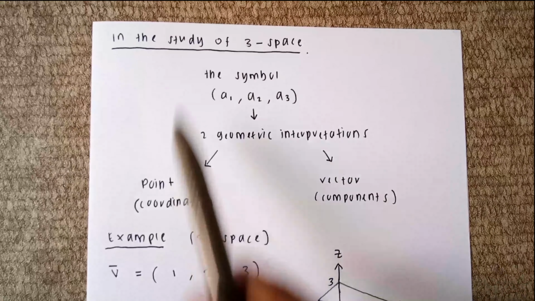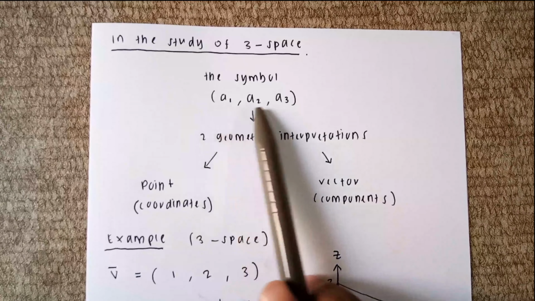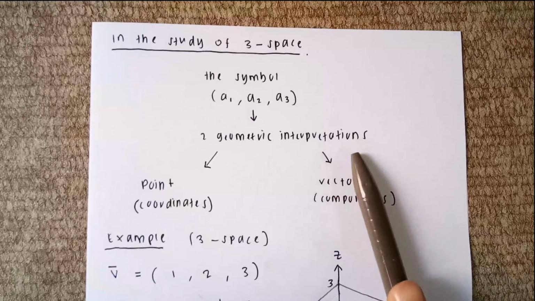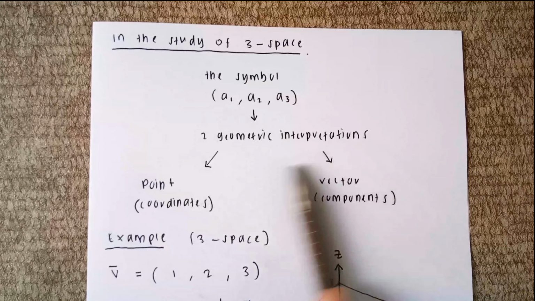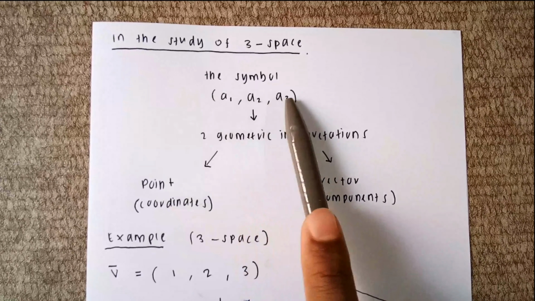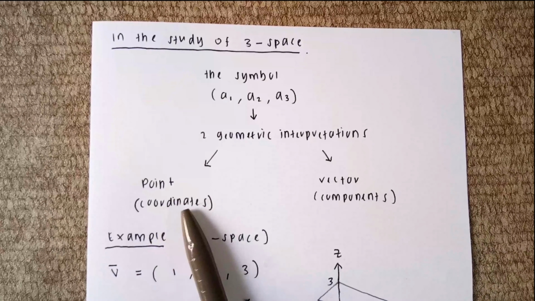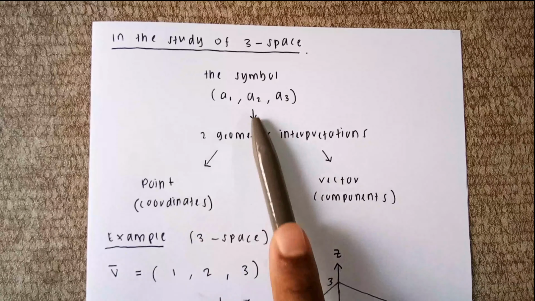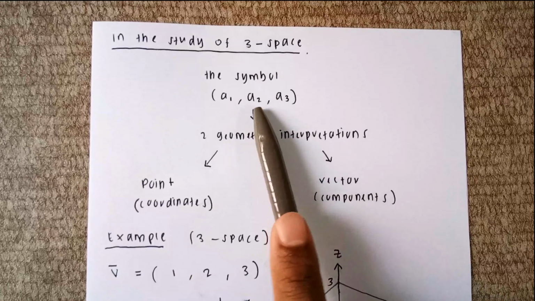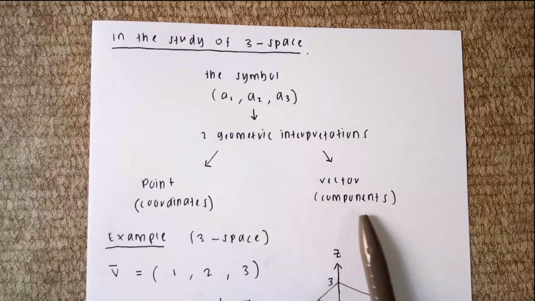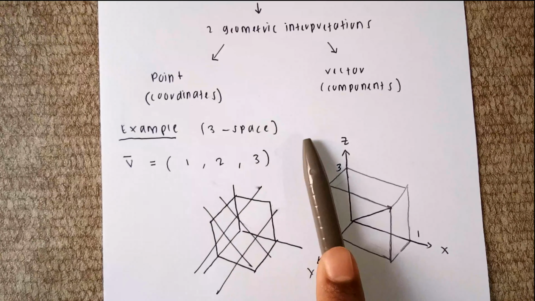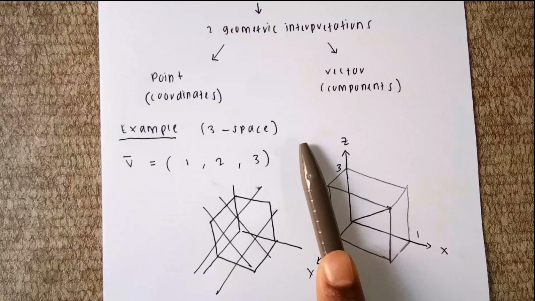Okay, in the study of 3-space, the symbol a1, a2, a3 can be given two geometric interpretations. For the first one, it can be interpreted as a point, where a1, a2 and a3 are known as coordinates. And the next one, the symbol can also be interpreted as a vector, where a1, a2 and a3 are called components. Okay, let me give some examples for 3-space using the vector interpretation.